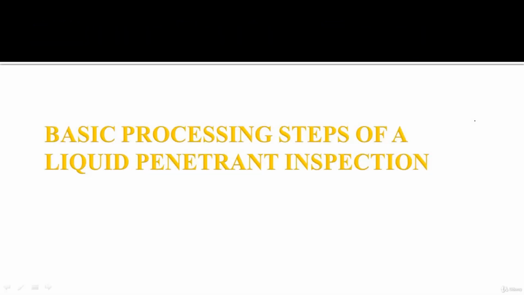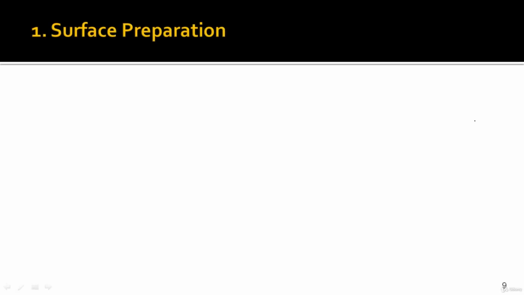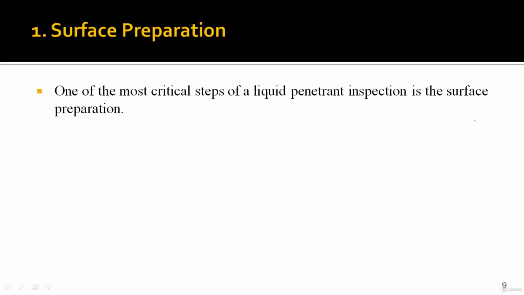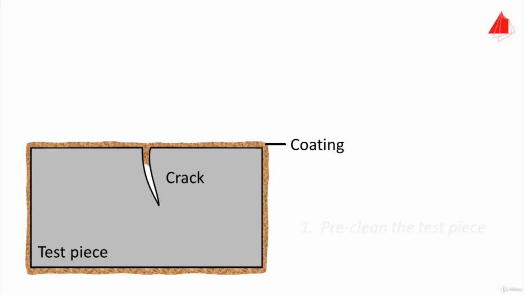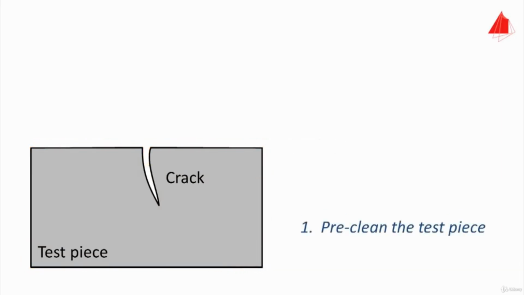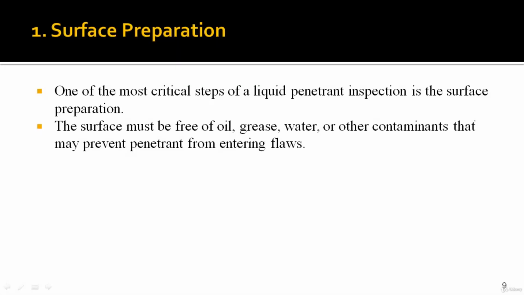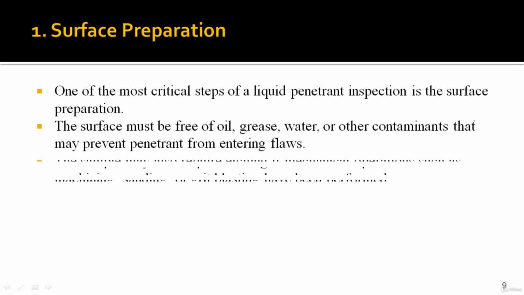Basic processing steps of a liquid penetrant inspection. The first is surface preparation. How do we prepare the surface? One of the most critical steps of a liquid penetrant inspection is the surface preparation. The surface must be free from oil, grease, water or other contaminants that may prevent penetrant from entering flaws. We must clean the surface.